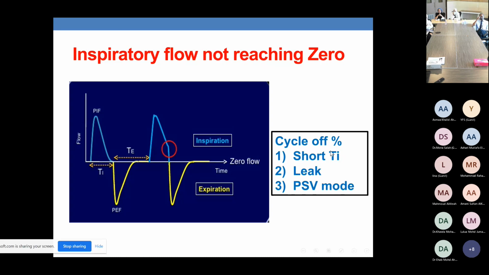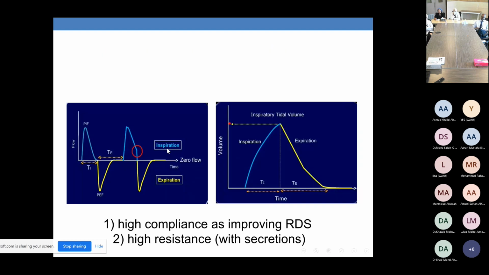We know now why. Or there is another point, which is the leak. Again, because it is leaking, it's not reaching 0. Okay, so these are the 3 problems you may face. Again, we mentioned when it is high compliance, improving in the RDS, or high resistance with the secretions. So this is very important according to the baby's stage.